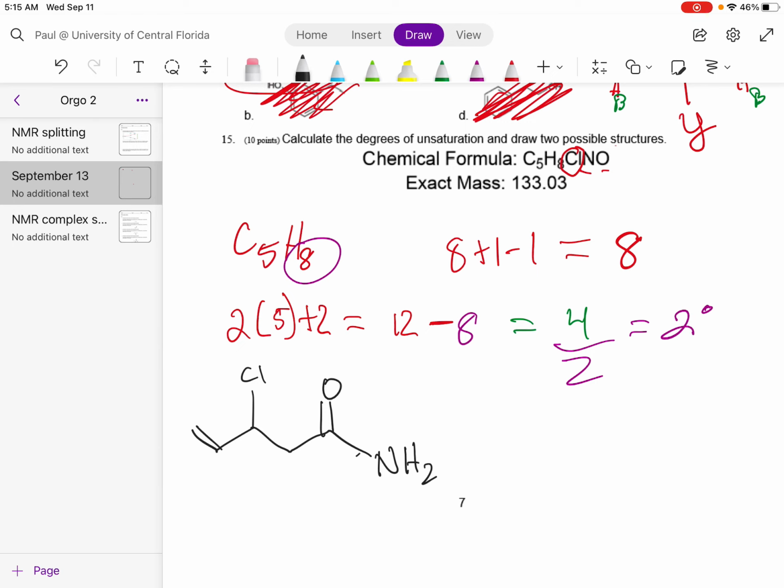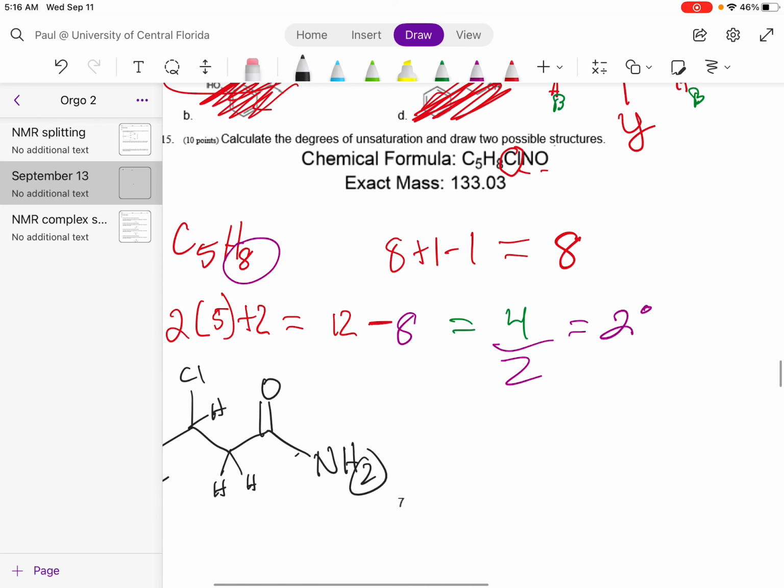So, do I have 5 carbons? 1, 2, 3, 4, 5. Yes. Do I have 8 hydrogens? 2, 3, 4, 5, 6, 7, 8. Do you see how I'm doing this structure right here off the cuff? Like, I'm not thinking that hard about it. It's just 5 carbons, draw them out. So let's do it again because we need 2 of them.